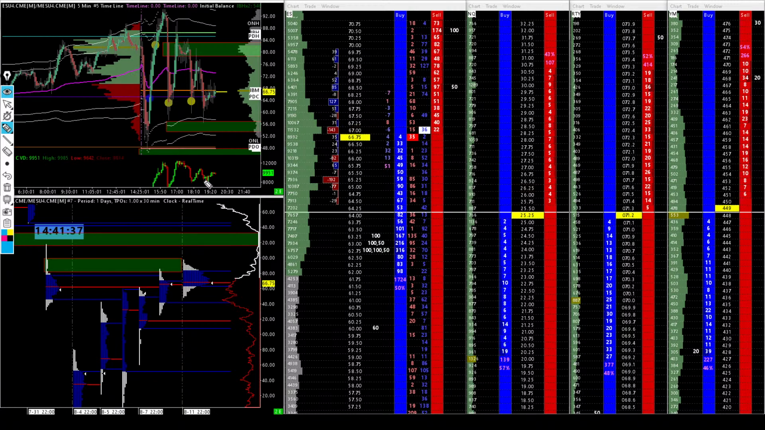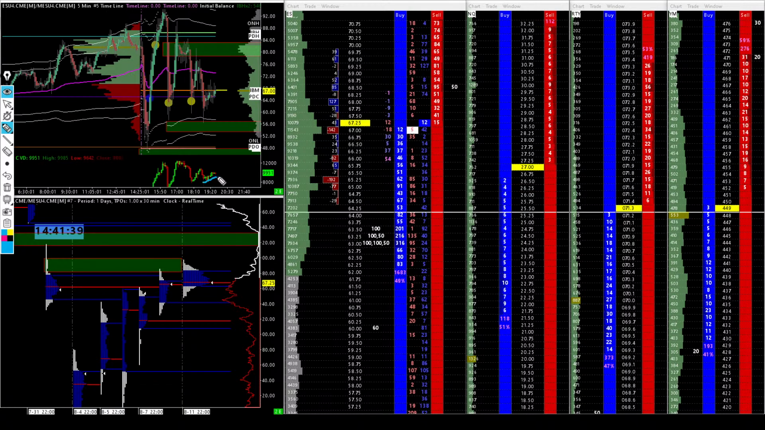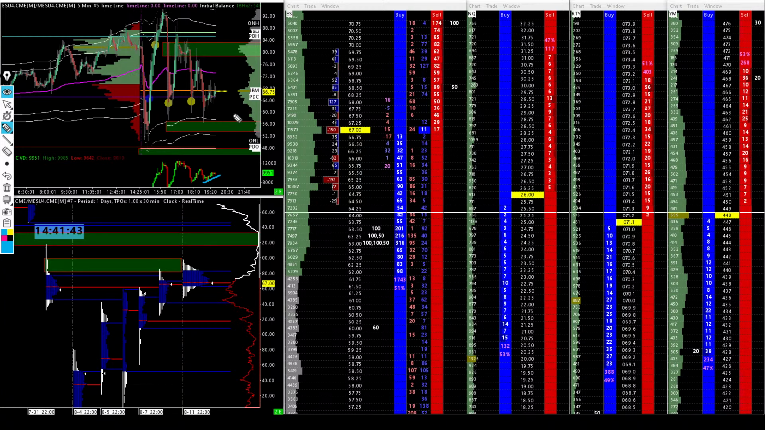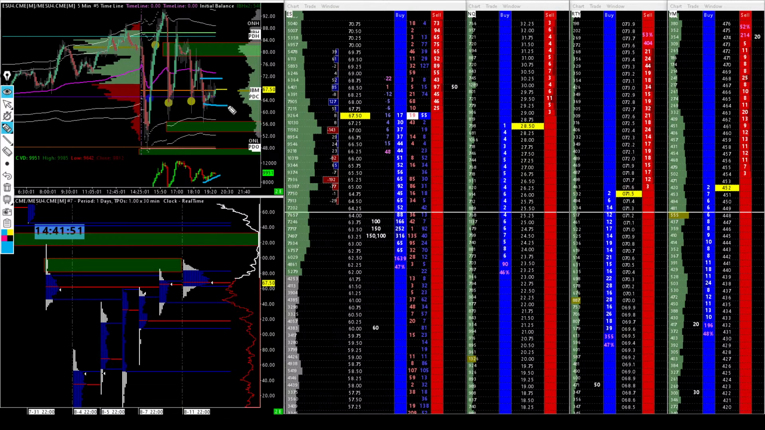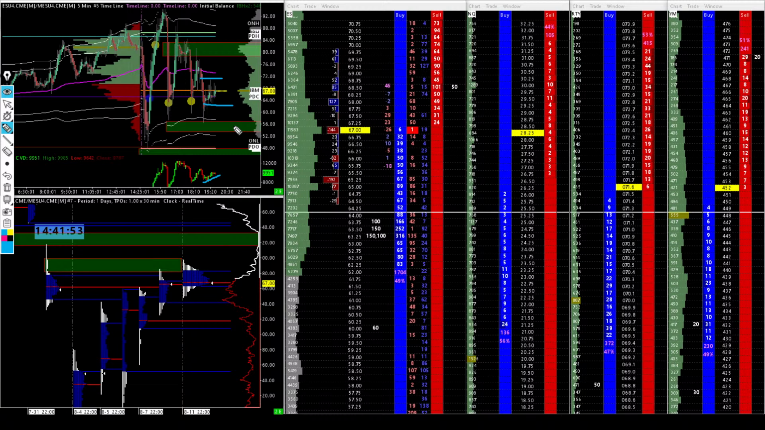So we can see right now from delta that we're just slowly grinding up. Nothing massively happening. I've got a micro range here and here set out, which we could very easily stay in.